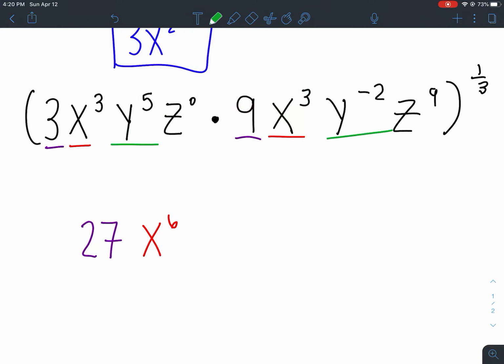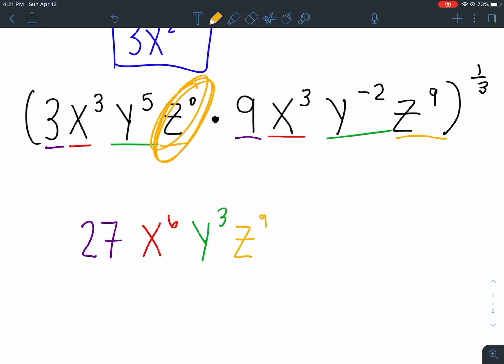We have y to the 5th, and then y to the negative 2. Well, y to the negative 2 here, I'm just going to combine it with the y to the 5th. Now, I would do that by adding. 5 plus negative 2 is going to be positive 3. And then I have z to the 0 and z to the 9th. Now, just because there's a 0 there doesn't mean that you treat it any differently. You're still going to add those numbers. What's 0 plus 9? 9. So you have z to the 9th.